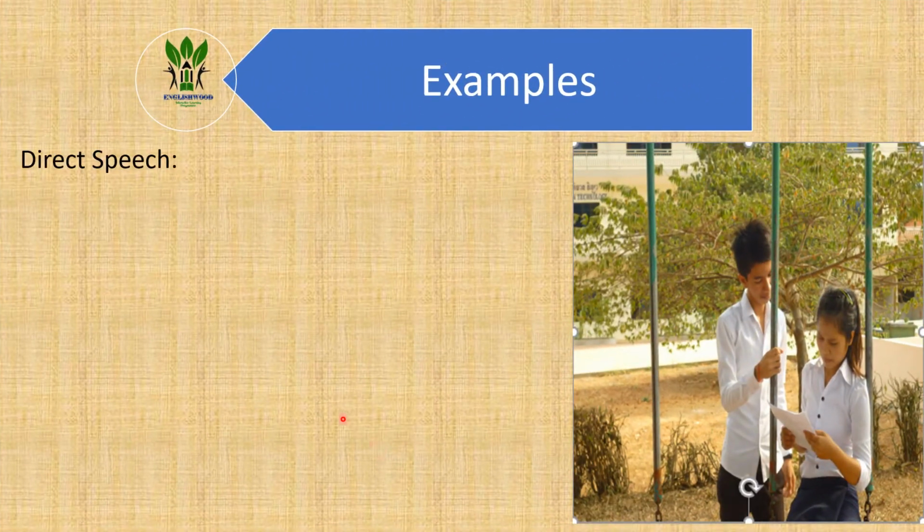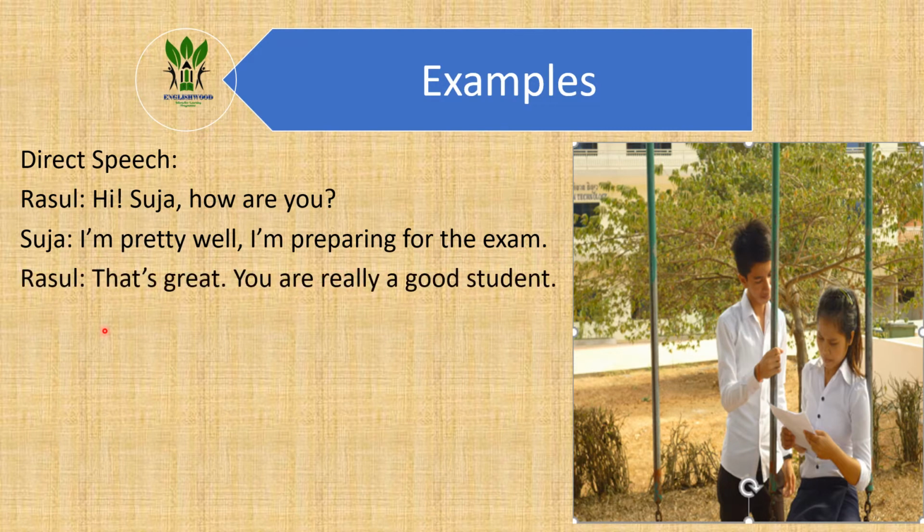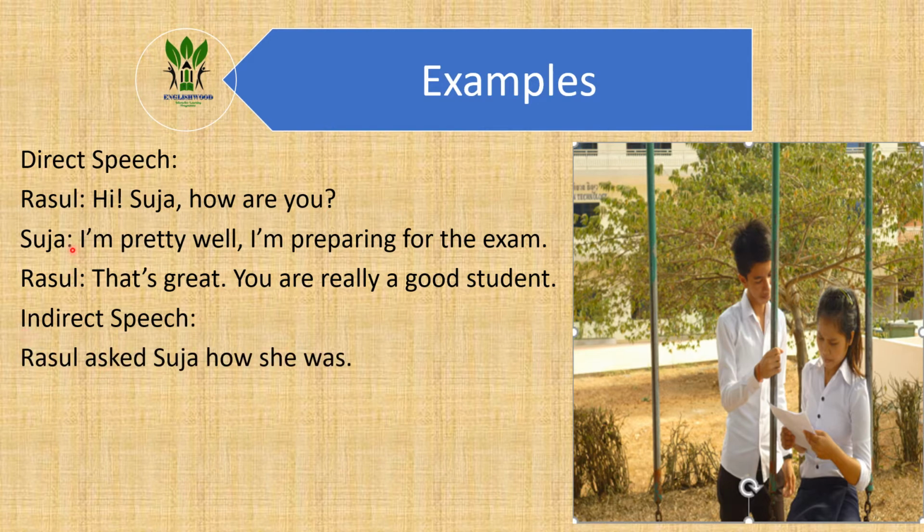All right, so let's see an example. The direct speech in the form of dialogue. Let's say Rasul: Hi Suza, how are you? And Suza says: I'm pretty well, I'm preparing for the exam. Rasul: That's great, you're really a good student. And now, indirect speech. Look at this one, same thing. Rasul is actually talking to Suza.